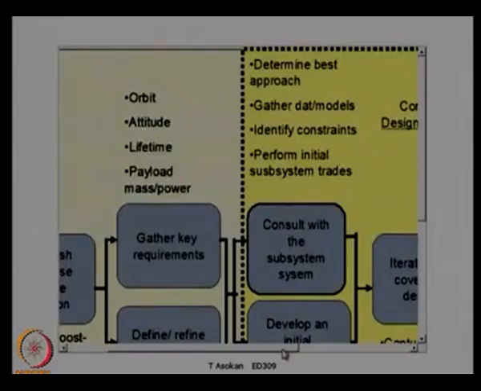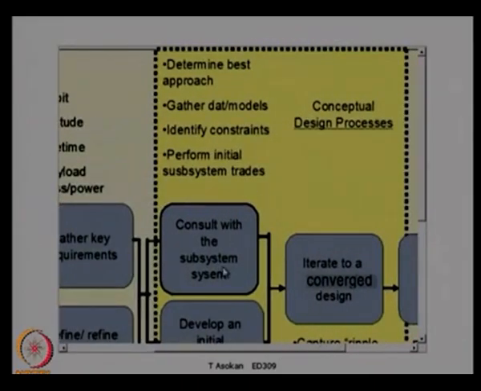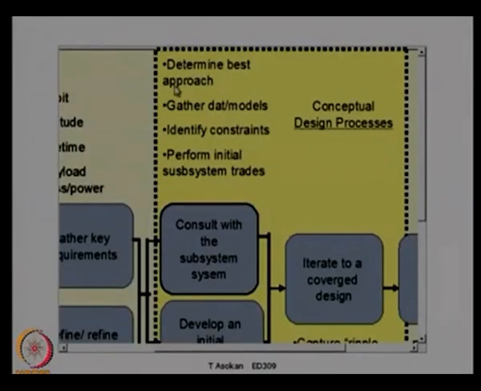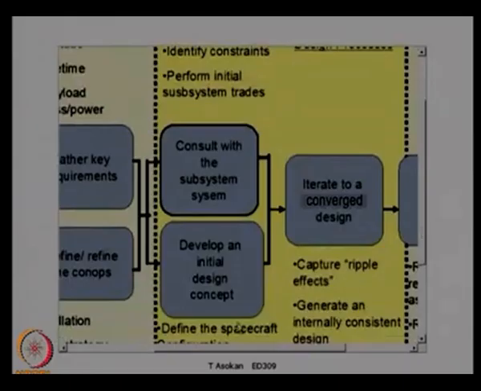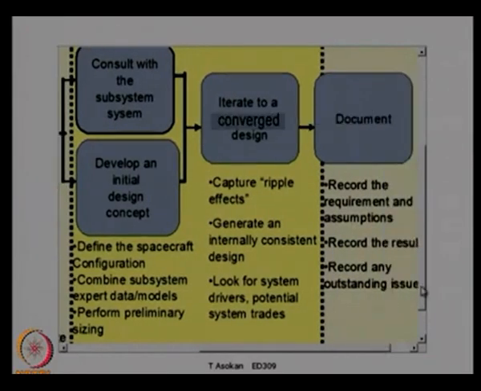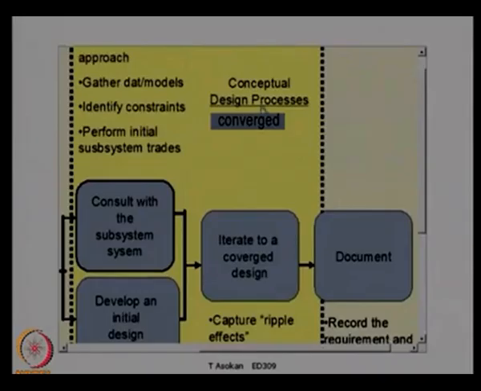Then we will go to the next level where the subsystem development will take place. So consult the subsystem, develop an initial design concept. So I have different concepts for this, and once you identify the best approach, identify the data models, identify the constraints, and perform initial subsystem trades, develop an initial design concept for the whole system. So here you define the spacecraft configuration, where you combine subsystem expert data models and perform preliminary sizing of the system. And once you do the preliminary concept, we will go to the next level of the conceptual design process.